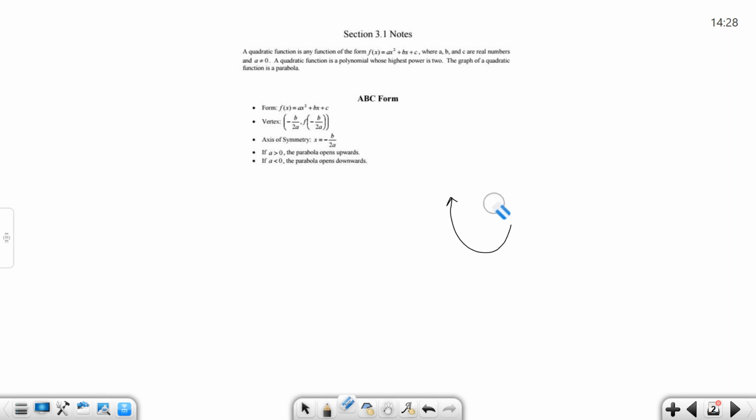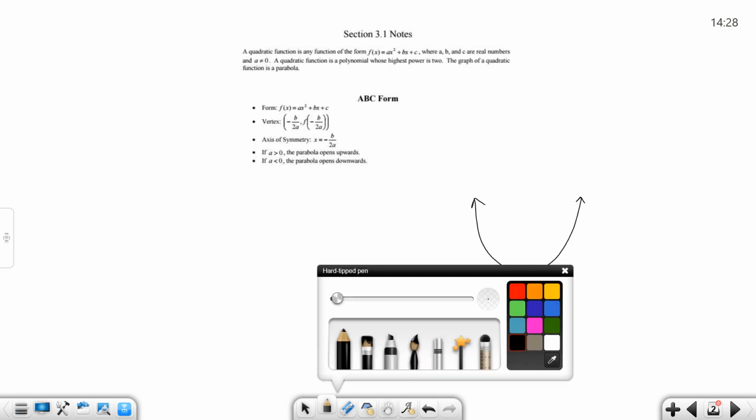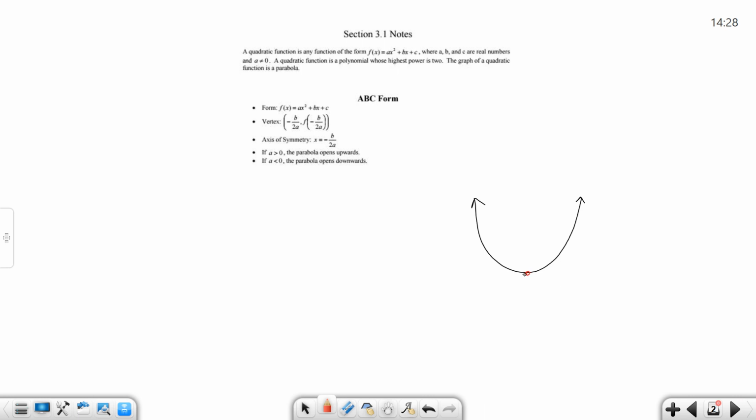A parabola has two basic features. The first feature we call the vertex. This is an example of a vertex for our generic polynomial. The vertex is the turning point of the parabola. That's where it stops increasing and starts decreasing, or vice versa.